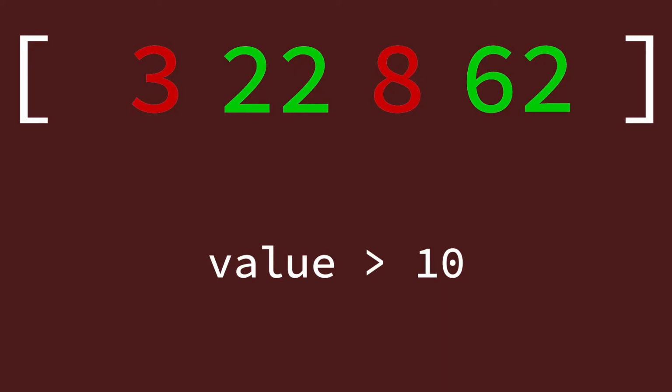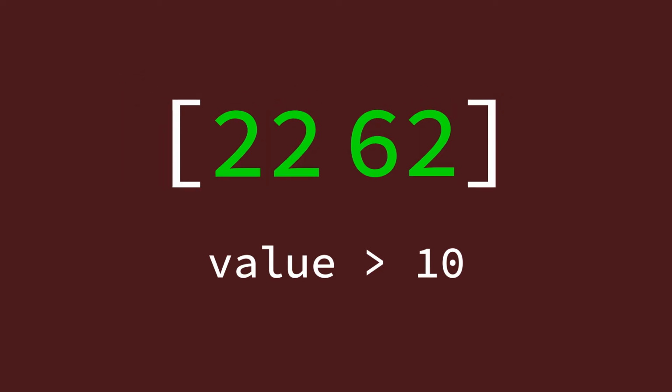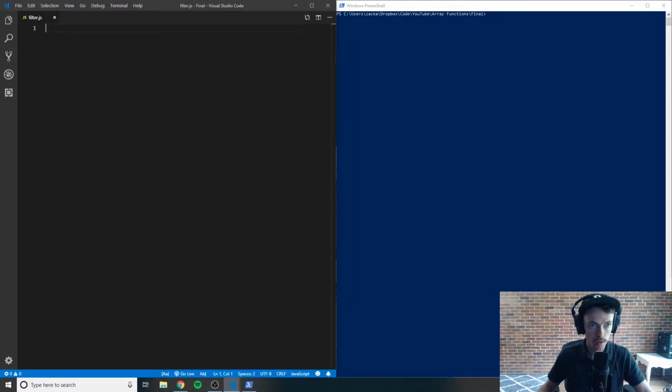As described by the Mozilla documentation, filter calls a provided callback function once for each element in an array, and then constructs a new array of all the values for which callback returns true. So one thing to keep in mind here is that whenever you call filter, it creates a new array without modifying or mutating the original array in any way. So let's actually take a quick look at a few examples here.